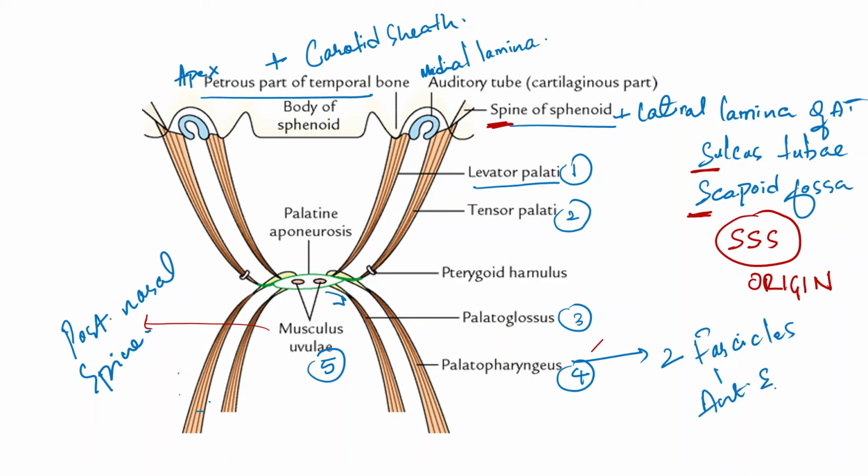So the palatopharyngeus muscle arises from the upper surface of the palatine aponeurosis in the form of the anterior and posterior fasciculi, and it is directed downwards to get inserted onto the pharyngeal wall. So the insertion, most of the fibers of the palatopharyngeus are getting inserted onto the posterior border of the lamina of the thyroid cartilage. The insertion is mainly onto the posterior border of the lamina of the thyroid cartilage.